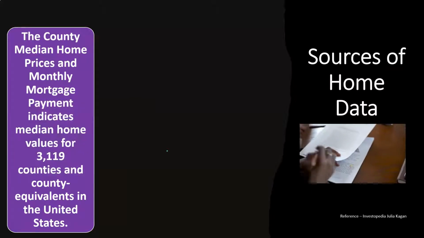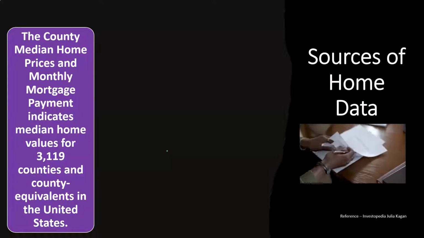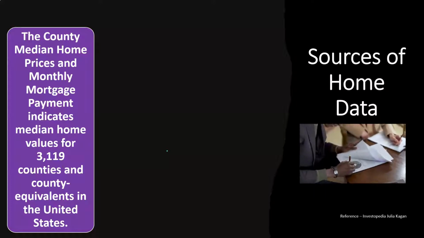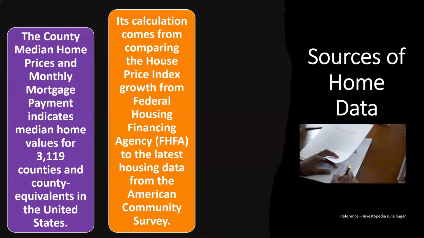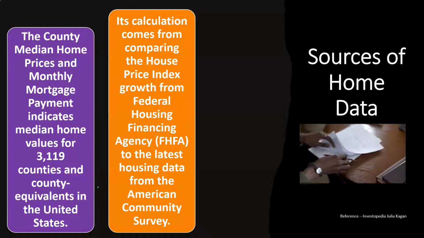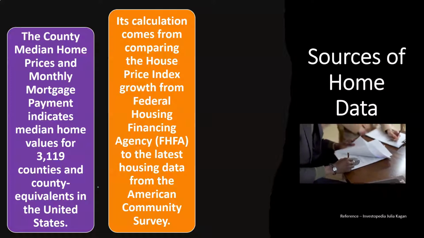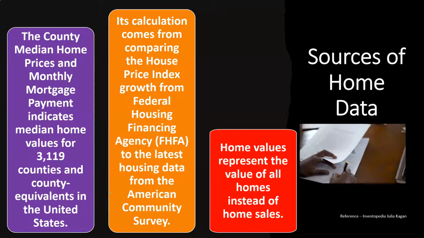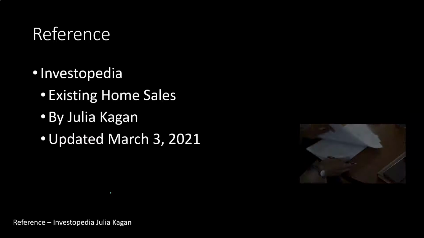So the sources continue. The County Median Home Prices and Monthly Mortgage Payment report indicates median home values for 3,119 counties and county equivalents in the United States. So that's a way possibly to drill down a little bit more in depth as they're breaking it down into the counties. Its calculation comes from comparing the house price index growth from the Federal Housing Finance Agency, FHFA, to the latest housing data from the American Community Survey. Home values represent the value of all homes instead of home sales.